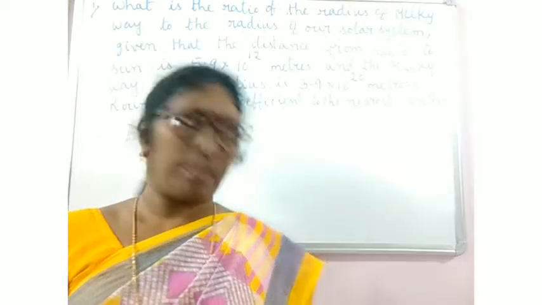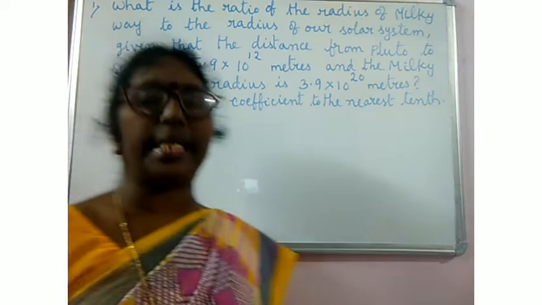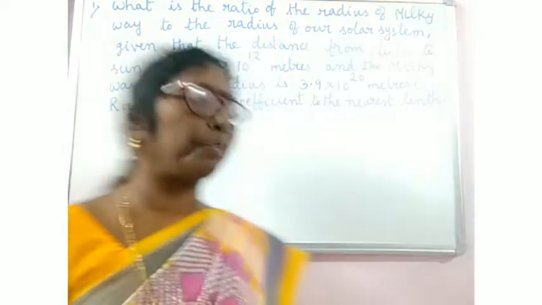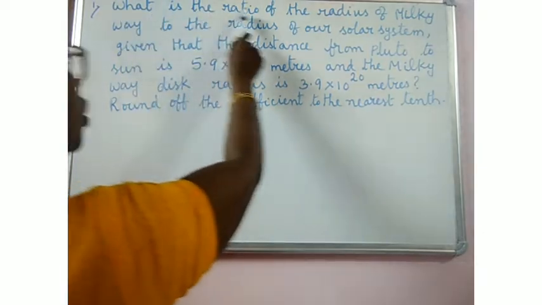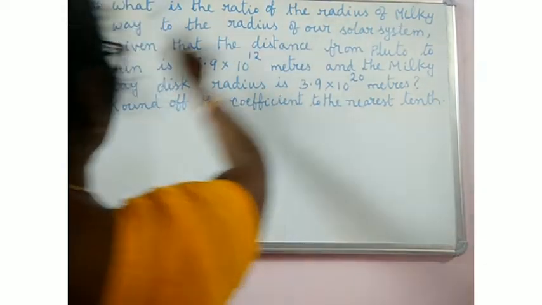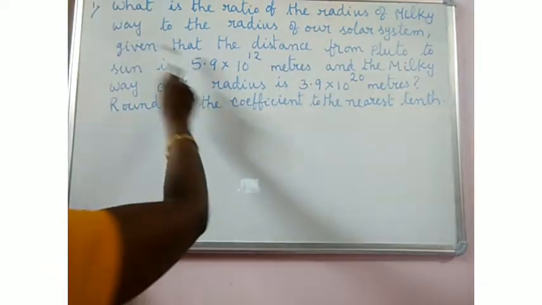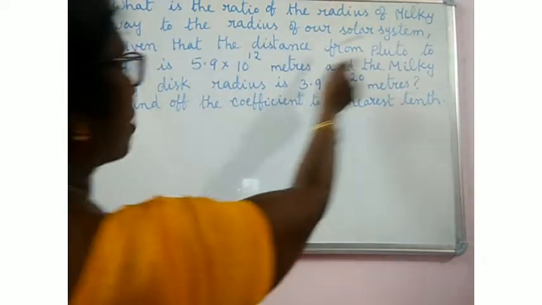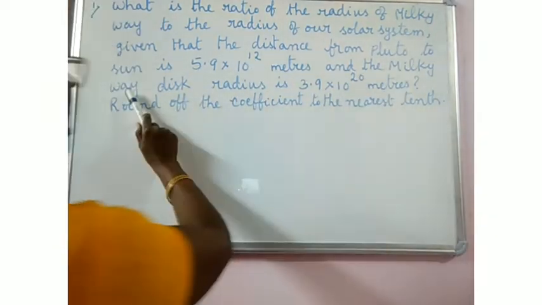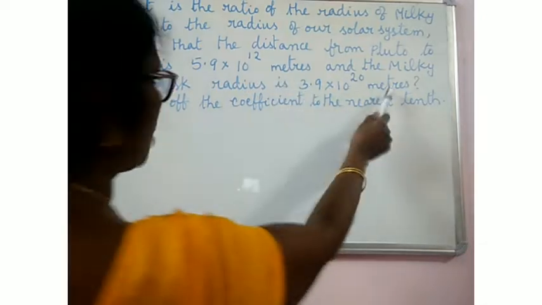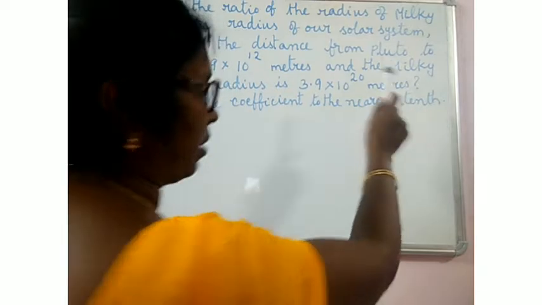Today let us have the problem from the chapter Exponents and Powers, related to the standard form of writing a number. The problem is: what is the ratio of the radius of the Milky Way to the radius of our solar system, given that the distance from Pluto to Sun is this much in meters and the Milky Way disk radius is this much in meters. Round off the coefficient to the nearest tenth.